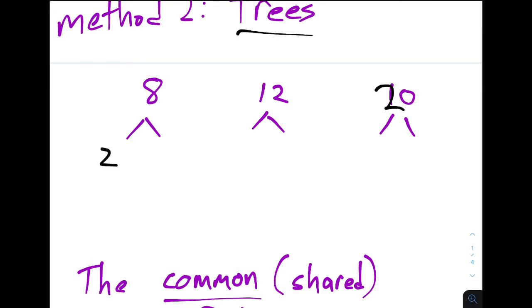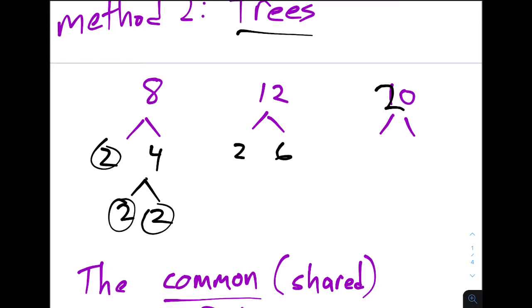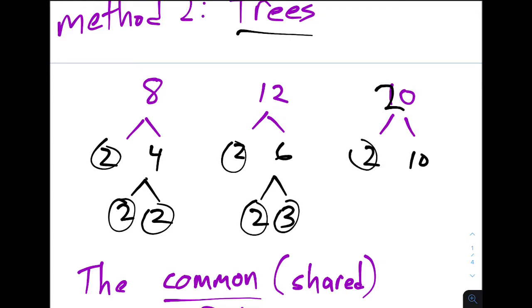For 8, we have 2 times 4. 4 breaks down into 2 times 2. As soon as we hit primes, we know we're done. For 12, we can say 2 times 6. You could have gone 4 times 3, it doesn't really matter. And for 6, we can do 2 times 3. And for 20, we can do 2 times 10. And for 10, we can do 2 times 5.